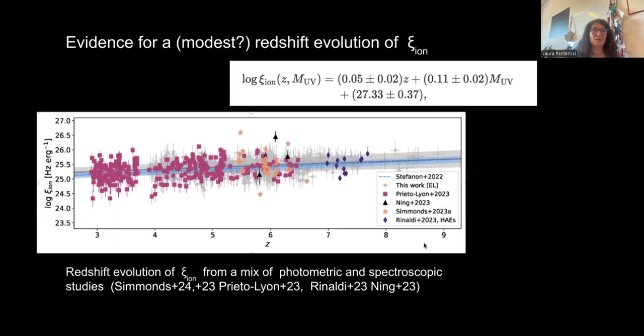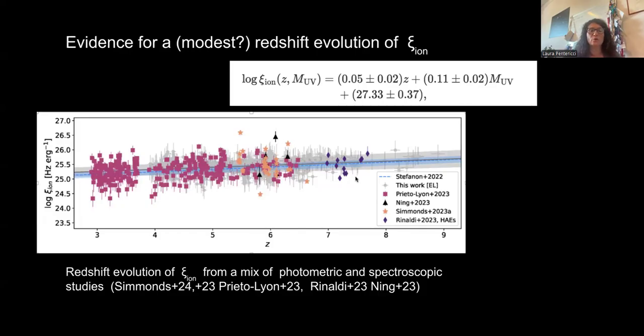And so, for example, this is a work by Simmons last year. They measure the Xi-ion in many sources, as a function of redshift, and also as a function of, say, MUV. And they found that basically Xi-ion has a modest increase, so it increases slightly as you go to higher redshift. So basically this tells us that at redshift 6 and above, galaxies are more efficient producers of Xi-ion, which is something that can be expected.